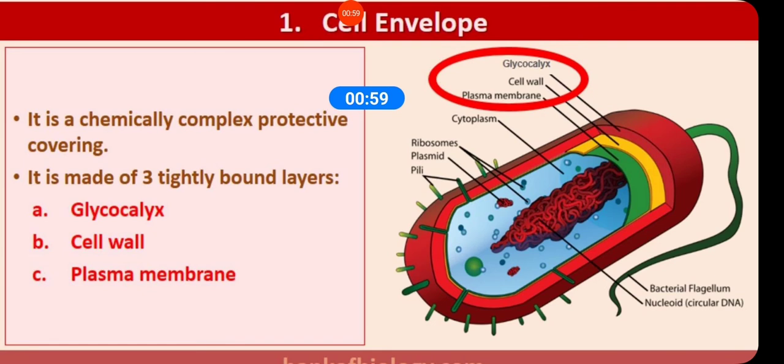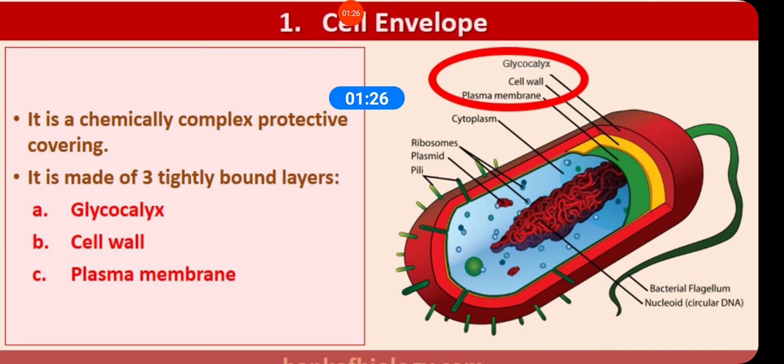prokaryotic cell. It has a chemically complex protective covering which is called a cell envelope, which is the outermost covering of the protoplasm of the bacterial cell. And you know that if it is an envelope, it is known to protect the cell from mechanical shocks and injuries. It is made up of three tightly bound layers: glycocalyx, cell wall and plasma membrane.